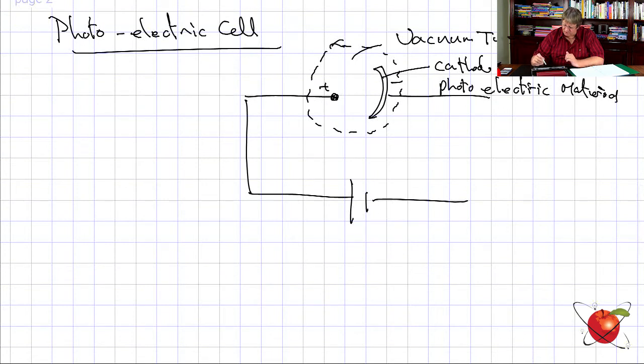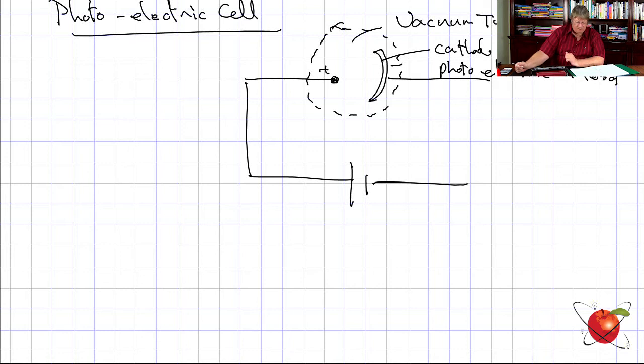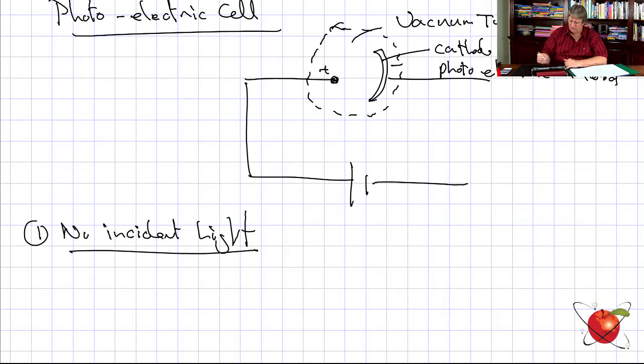Now, let's have a look at some of the scenarios. Scenario 1, no incident light. Well, if no light falls on it, the electrons stay on the cathode, don't they? They're not going to go anywhere. They just stay where they are, because this is my negative side, that's the positive side. The electrons are all there, but there's no energy for them to go anywhere. So nothing is going to flow through it.